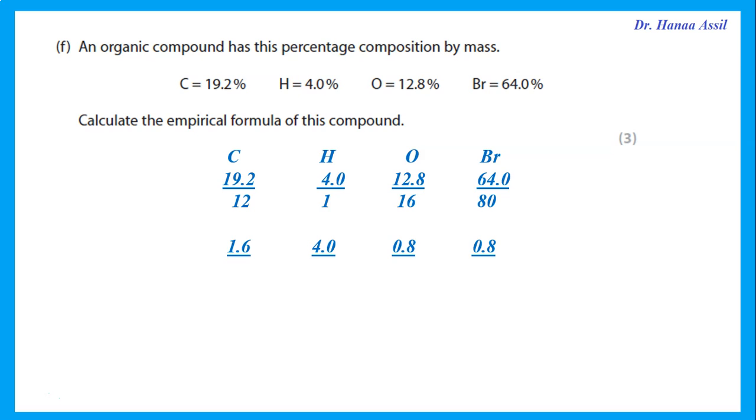Now, what comes out from this? So, the first step, divide by mass number. And then the numbers that come out, divide by the smallest. And that gives you the simplest ratio, empirical formula. You have to write the empirical formula. Don't stop at the ratios. So we got the ratios 2 to 5 to 1 to 1. That means the empirical formula is C2H5OBr.